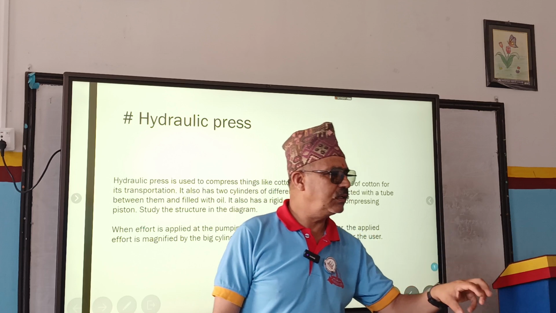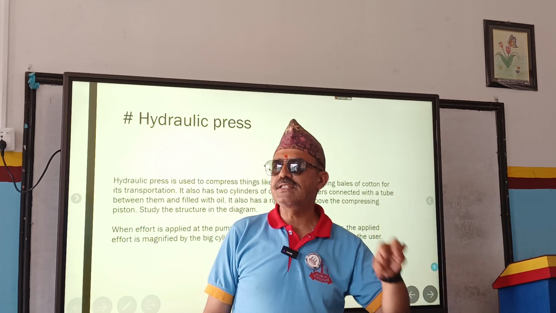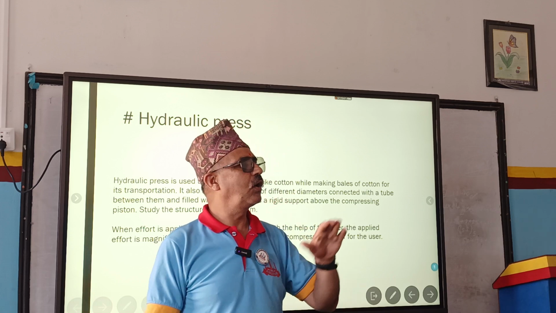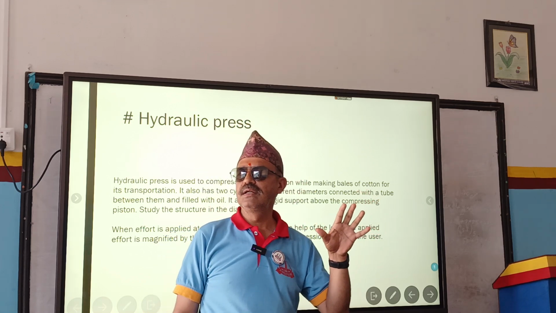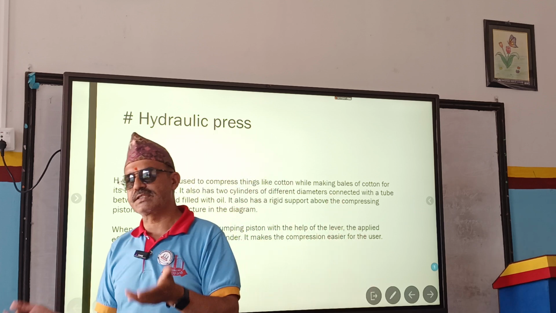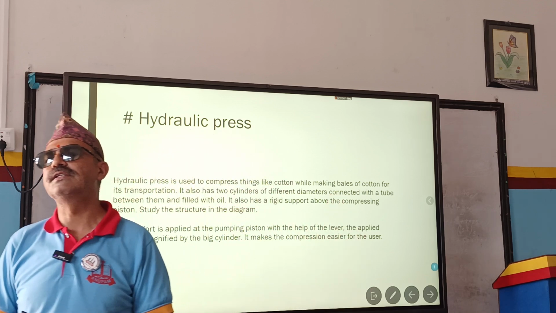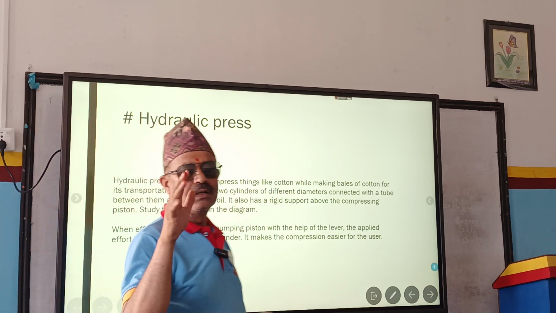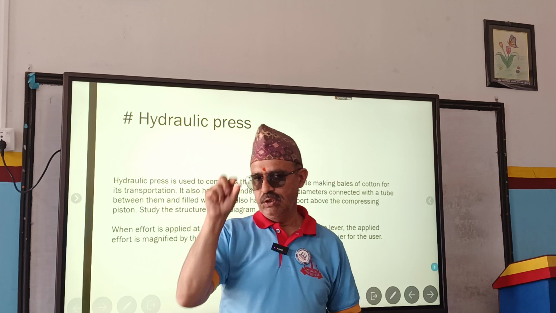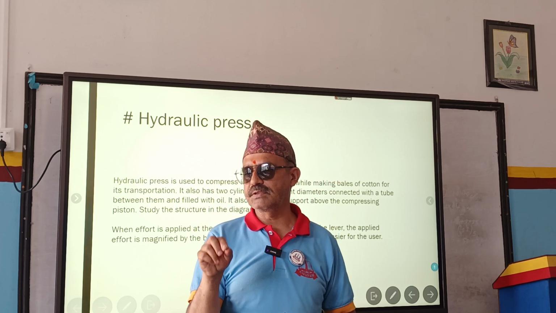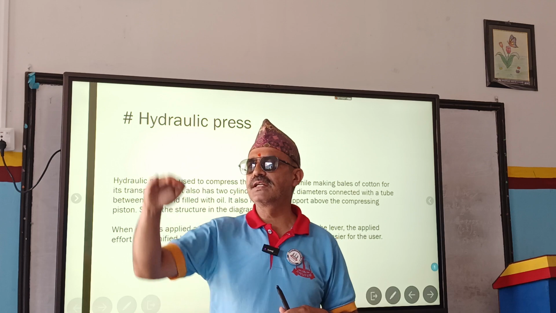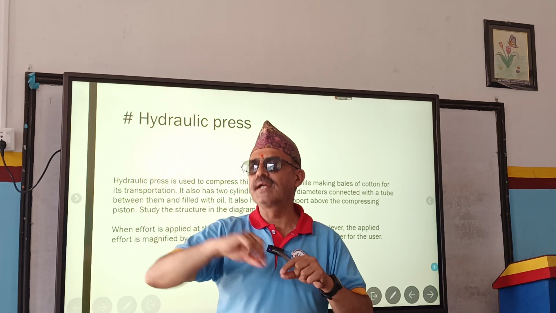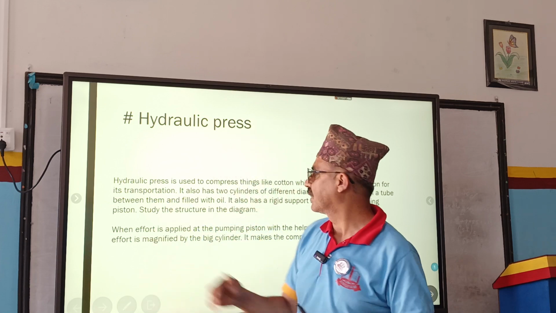What does Pascal's law say? Liquid transmits pressure equally in all directions. Very simple. What do you say? Liquid transmits pressure equally in all directions. Right? So there must be a minimum of 3 parts. How many? A small cylinder where we apply force, a big cylinder where the load is connected, and then another connecting pipe also should be there, right? So that liquid can go.